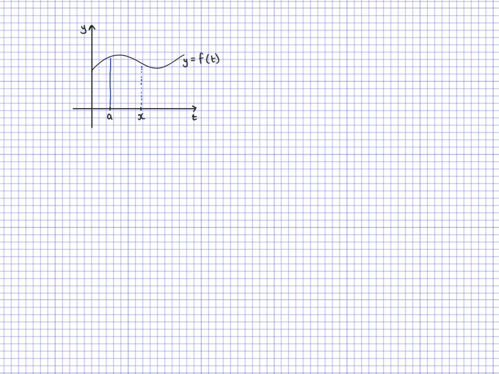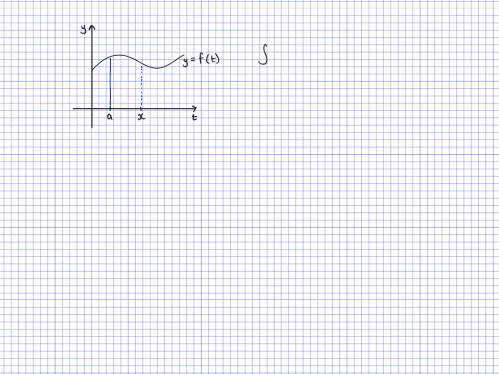We might be interested in the area under the curve, okay? The area bounded by the curve, this axis here where I have t, the line A and the line x, where x is some value that's larger than A, but some arbitrary value that we can change. Now this is also defined using an integral.